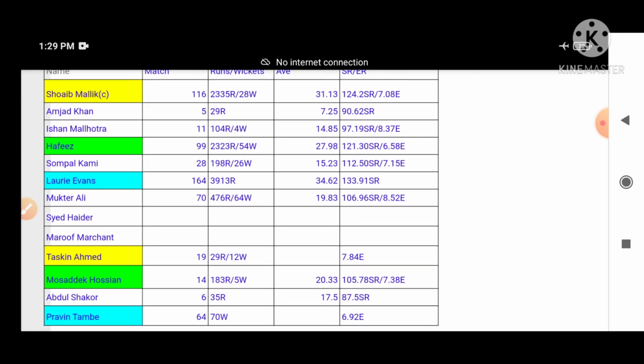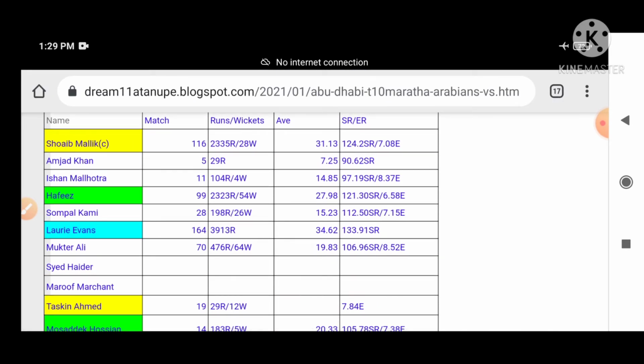It is important to cover all the player stats one by one, because there are some new players added to the squad. They are totally new and others have less knowledge about those players, so I have covered all the players.